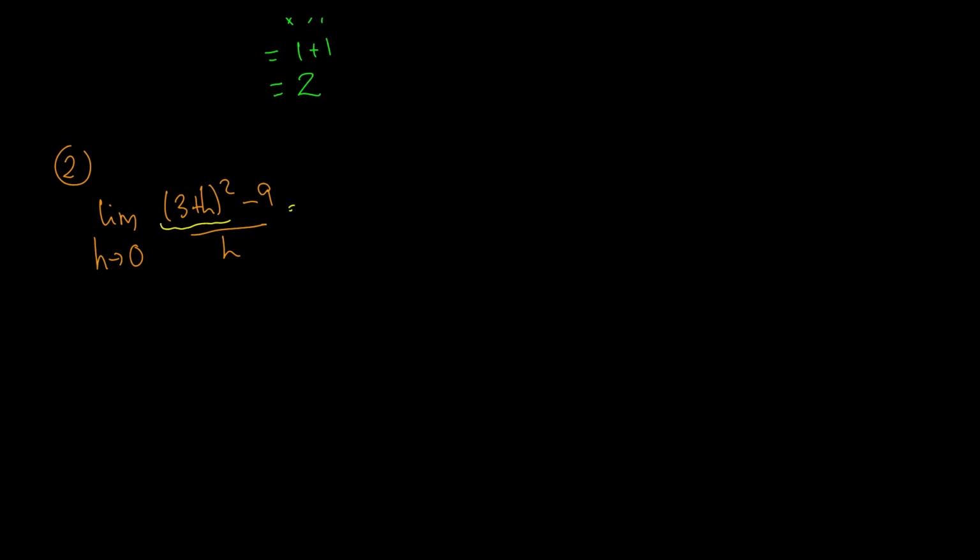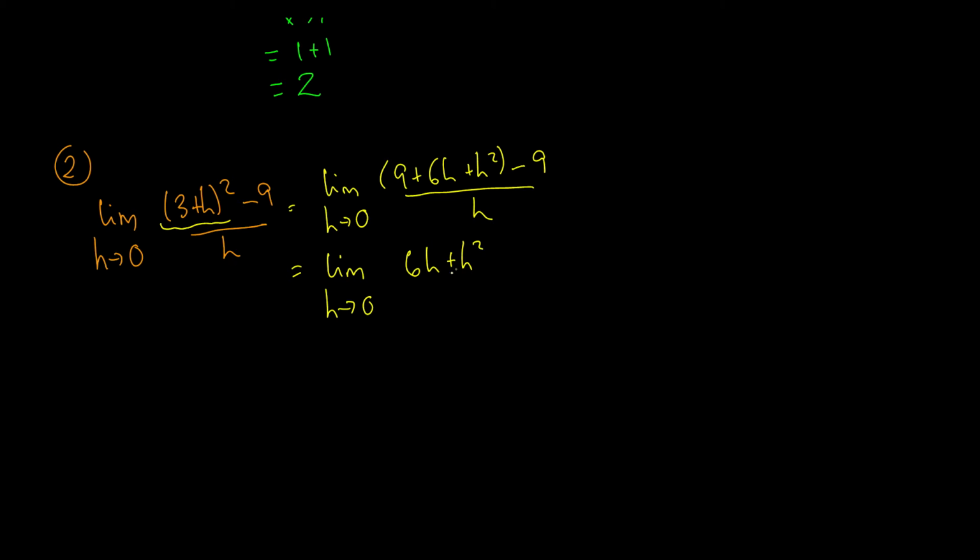Actually, hold on. That is very poor of me not to write the limit as h approaches 0 of 3 plus h squared, which is the same as saying 9 plus 6h plus h squared, and then we have our minus 9 all over h. Let's collect like terms and simplify a little bit. That's the limit as h goes to 0. The 9 and the minus 9 cancel, so we get 6h plus h squared over h.